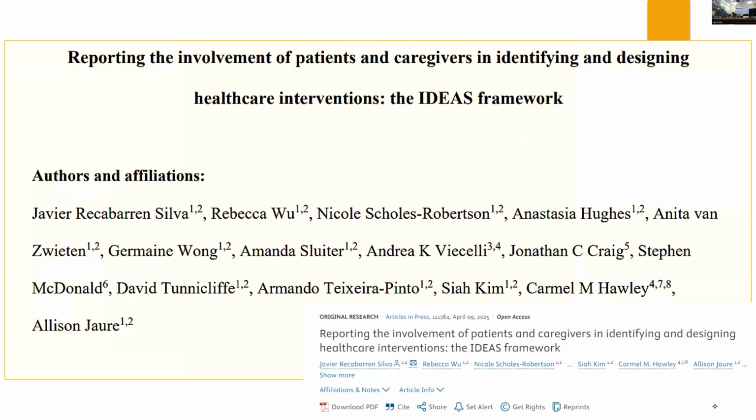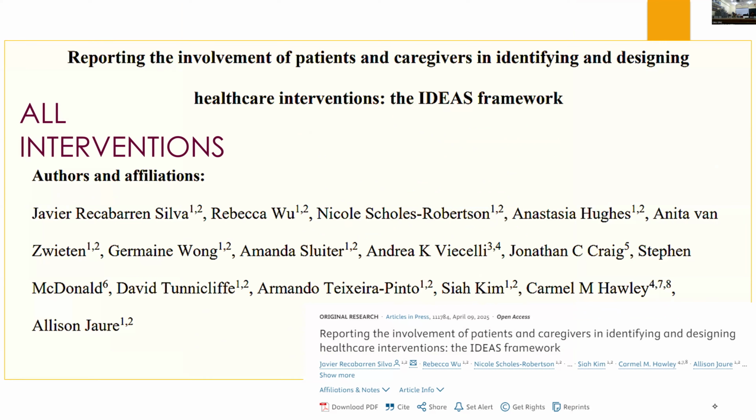What Anuka is going to talk about today is called the IDEAS framework. The IDEAS framework is not only for complex interventions, but for all interventions. People remember PICO: patient, intervention, control, outcome. Here we're talking about the intervention, with patients and caregivers involved. So her talk is going to focus on the intervention side.